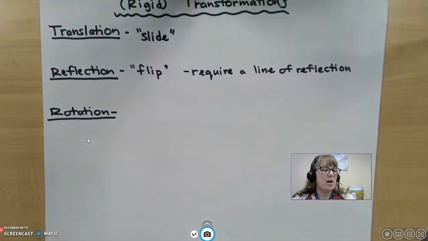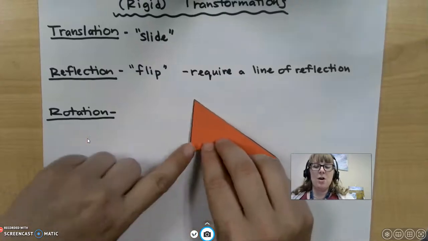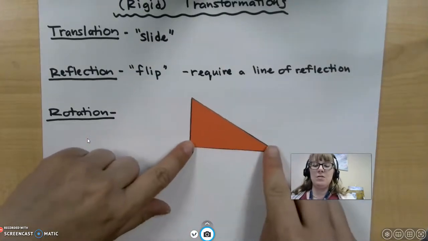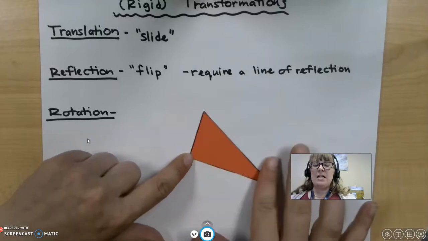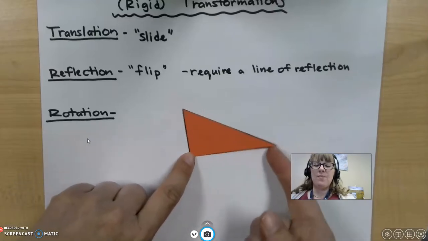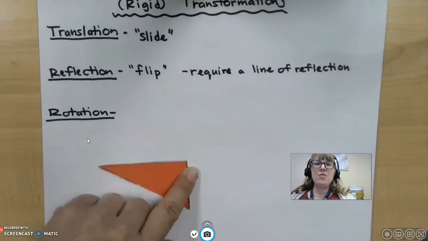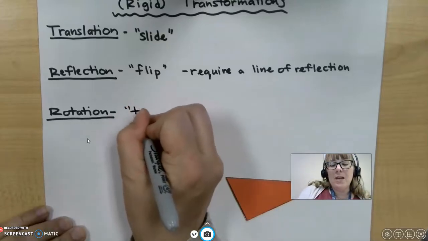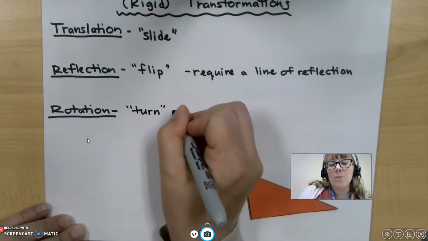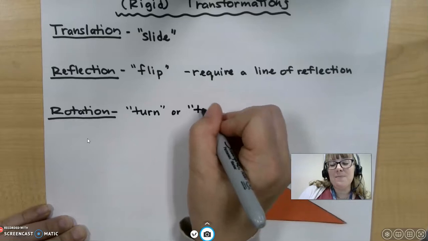The next one that we're going to talk about is a rotation. Watch as I perform a rotation. Here's a different rotation. How can you describe what's happening there? I think a good word to use would be a turn, or I like the word twist.